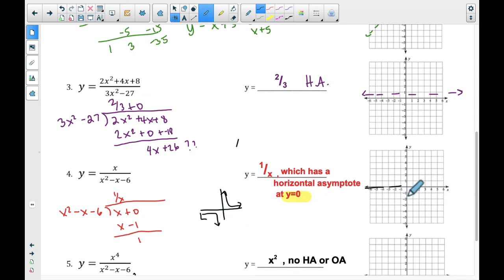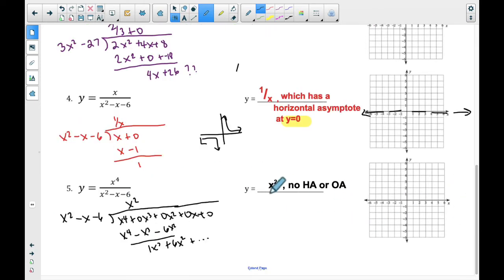And so this is going to have a horizontal asymptote at y equals 0. So if it comes out to be 1 over x, we're going to do it that way. Well, what about if it comes out something different than that, like x squared? Well, we know that the final result would be a quadratic, a parabola. That doesn't have a horizontal asymptote. So if it comes out this way, it doesn't have horizontal or oblique asymptotes.